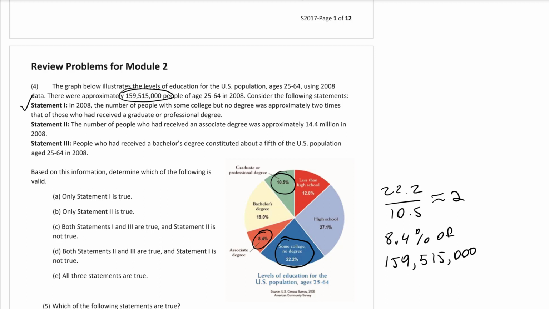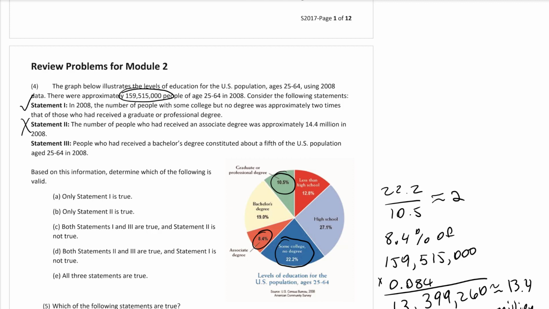So that means you're going to multiply this by 0.084. Be careful when you're converting, and you get 13,399,260, which is about 13.4 million people, while the statement says 14.4. So that statement is false.